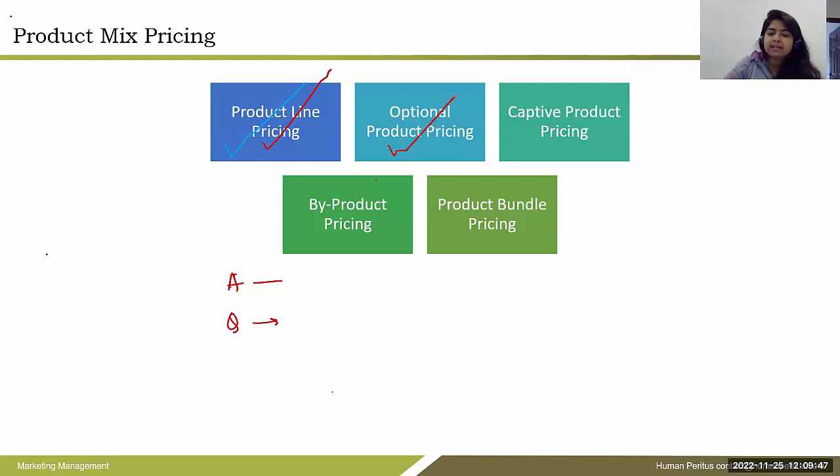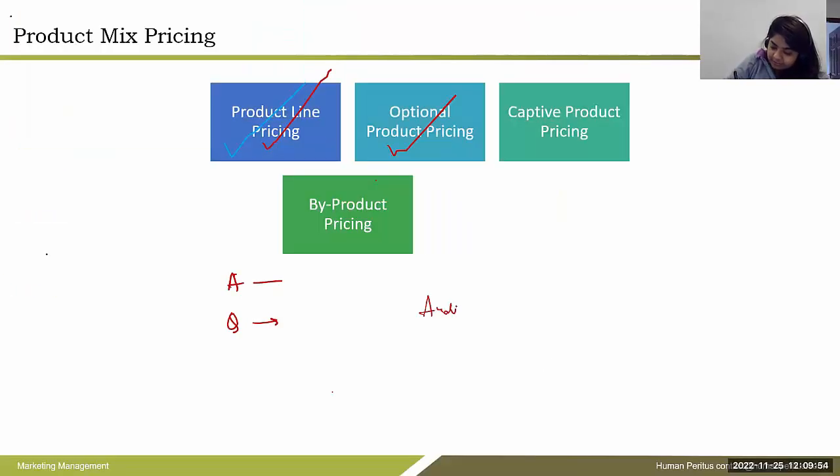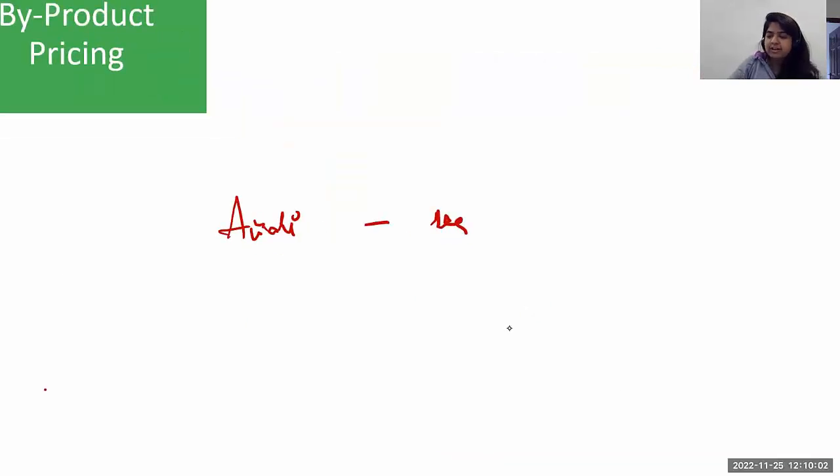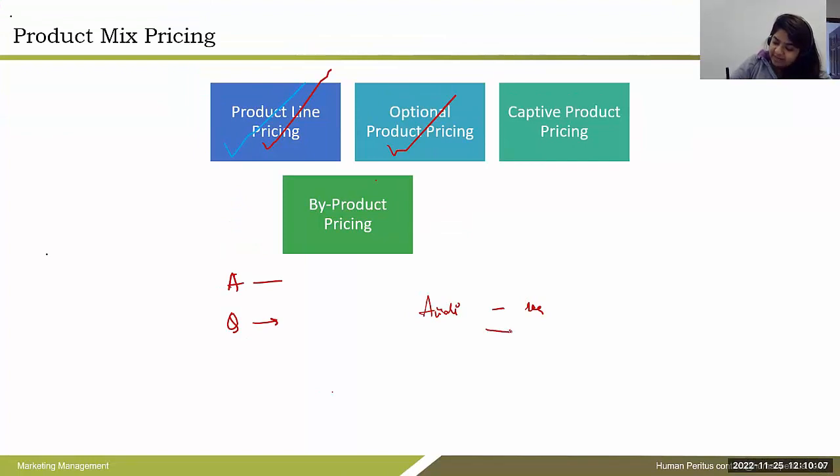Optional product pricing. I'm selling you this Audi for, let's say, 1 crore. If you buy the alloy and additional features, I'll give you everything in 1 crore and 1 lakh. But if you charge them separately, you'll have to probably pay 5 lakhs. So optional product pricing. I'm offering you this optional product right now at a lower cost, but if you buy it later, it will be at a higher cost.